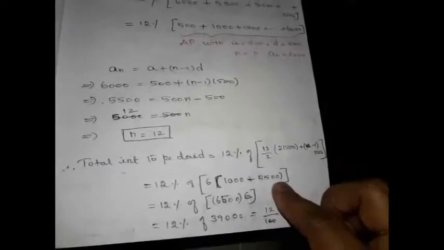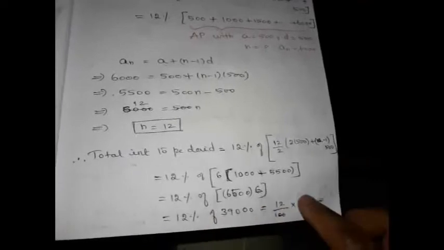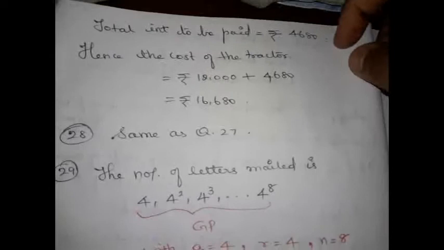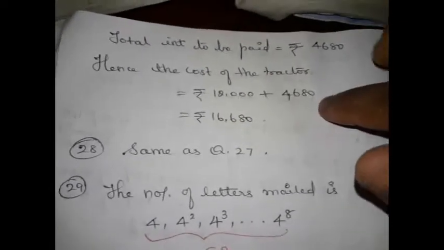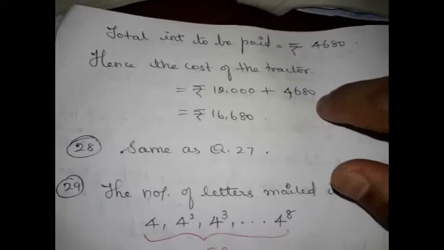If you supply the values and simplify it, 12% means what? 12 by 100 of this. So this will give you the total interest. So the cost of the tractor is going to be 12,000 plus the interest, right?